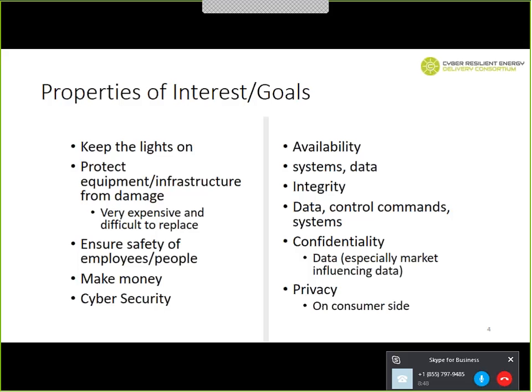They also are generally interested in protecting their systems from a cybersecurity perspective. These slides' bullet points didn't indent appropriately, but the cybersecurity perspectives are NERC-CIP compliance reasons, but other reasons too. So what do they protect under that? Well, they need to protect availability. They need to protect systems and data integrity, so being able to trust the information there. They need to protect the data, the control commands, and the systems themselves, at the host level or network level. They need to protect confidentiality, particularly of certain types of data. Market data, or market-influencing data, needs to be protected because that can be used to game the system. And then privacy, at least on the consumer side, is important, primarily because people get mad when you leak information about them, right?